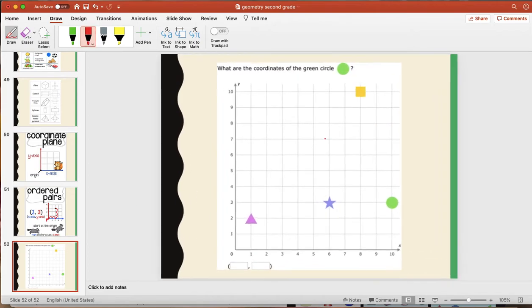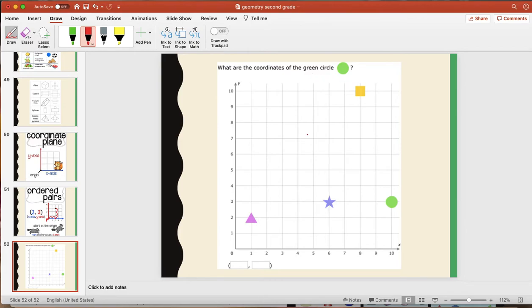We'll quickly do how do we get to the green circle. So if I'm starting off over here and my green circle is over here, that's an arrow to get there. Okay, I need to run 1, 2, 3, 4, 5, 6, 7, 8, 9, 10. Okay, and I have to jump up 1, 2, 3. So I would write that as parentheses 10, comma, 3. Close my parentheses.